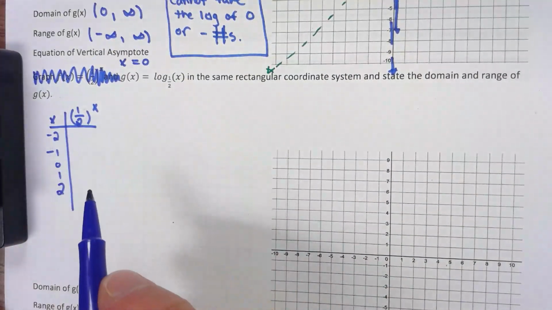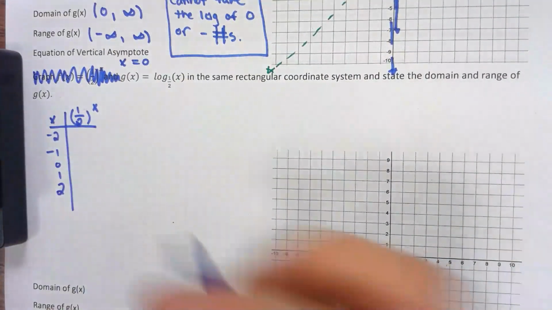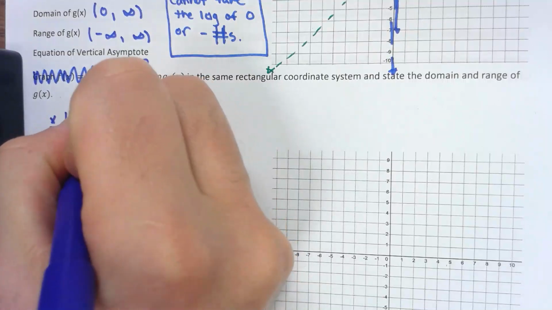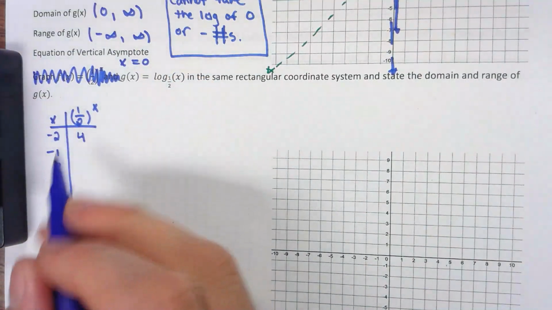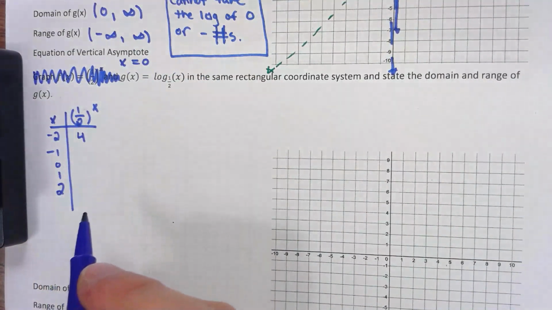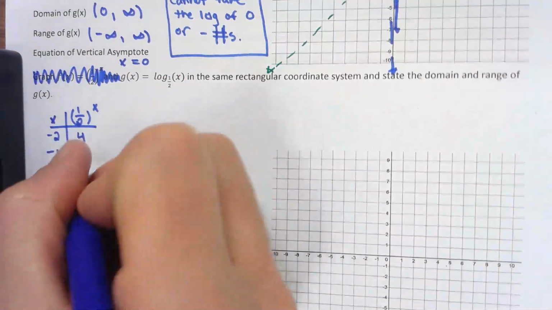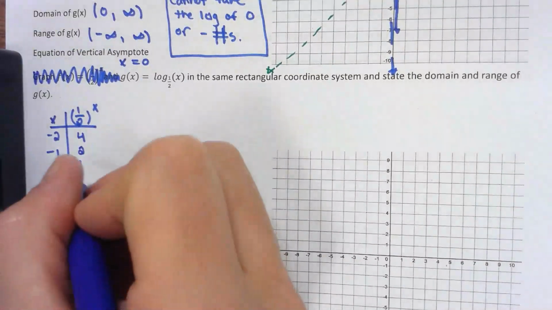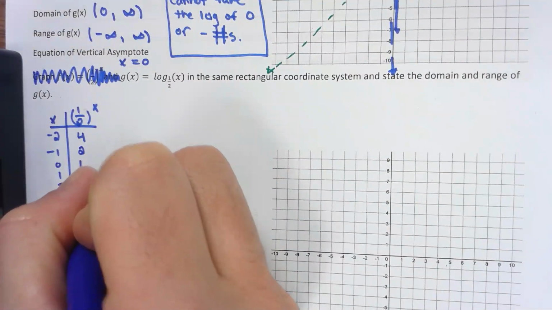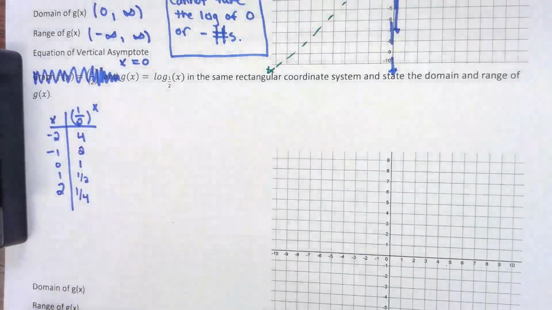So 1/2 to the -2, that flips the base, making this 2 squared, which is 4. 1/2 to the power of -1 flips the base, so it's 2 to the power of 1, which is 2. Anything to the power of 0 is 1. 1/2 to the power of 1 is 1/2. 1/2 squared is 1/4.